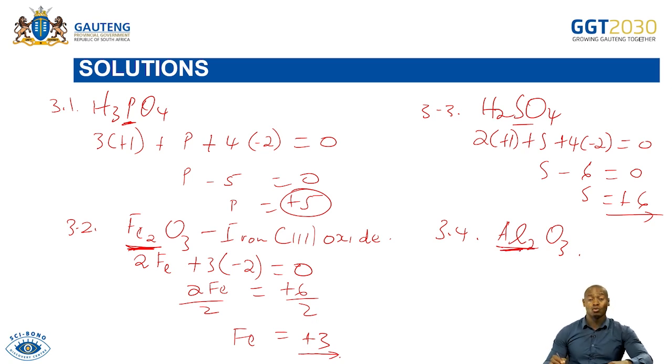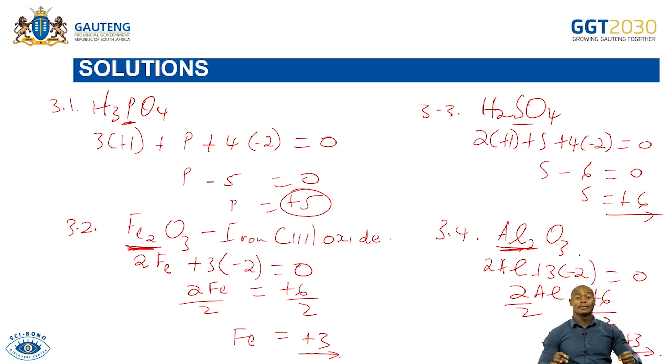Al2O3. So it's going to be 2Al, right? Because there are 2 aluminium atoms, plus 3 into negative 2. This should be equal to 0, right? So 2Al equals positive 6, because on your left you had negative 6. So then transpose, then we're going to have positive 6 divided by 2, divided by 2. Therefore, the oxidation number of aluminium will be plus 3. I hope it's making sense. Right. So that is our 3.4.